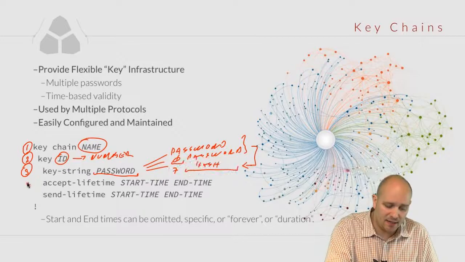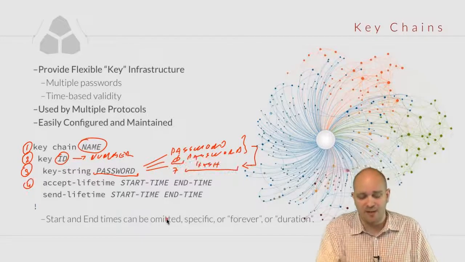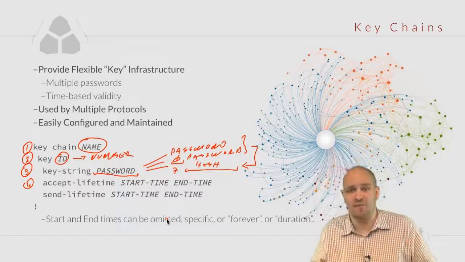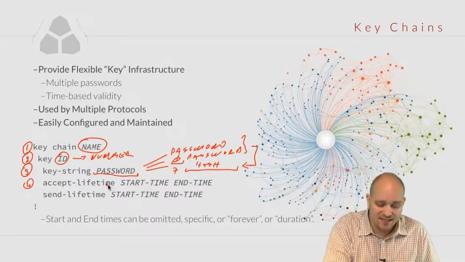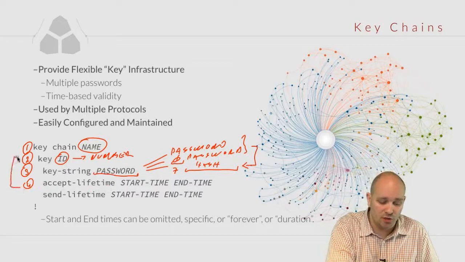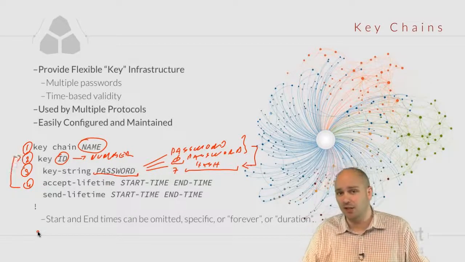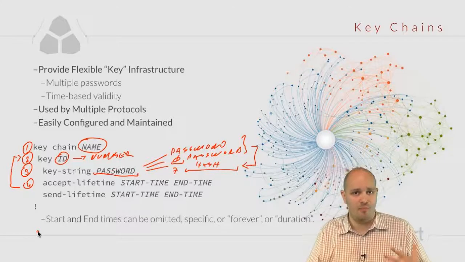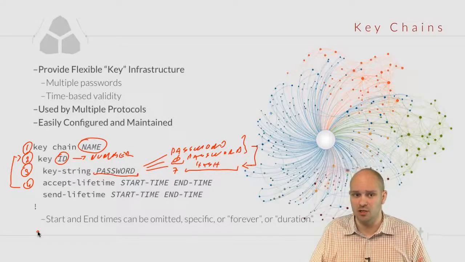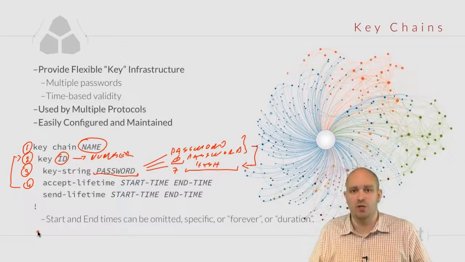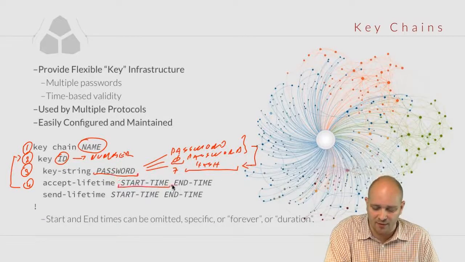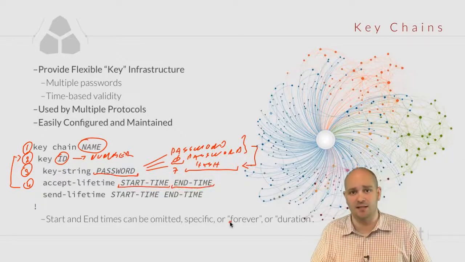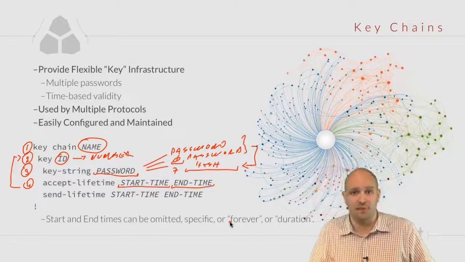Finally, in line 4, we are specifying at what times or during which time this key is valid. Now, this accept lifetime actually refers to this key ID, not to the entire keychain, because we could have multiple keys defined in a single keychain. So with this accept lifetime, we are saying if we receive this password during this period of time defined by the start time and the end time, we are going to accept and treat this key as a valid key.